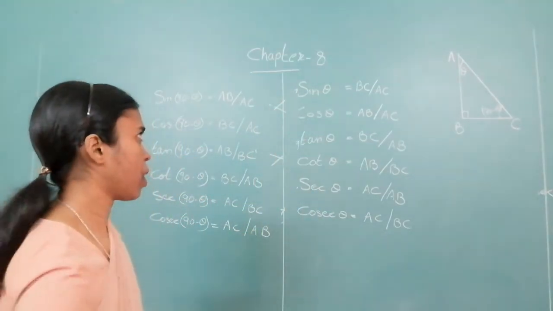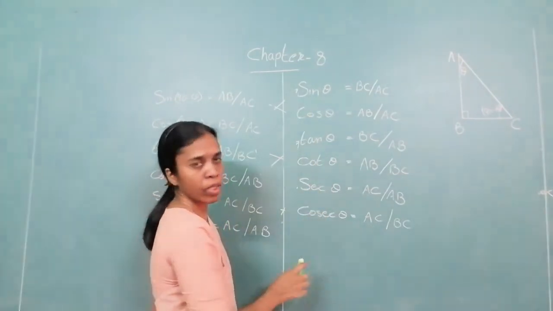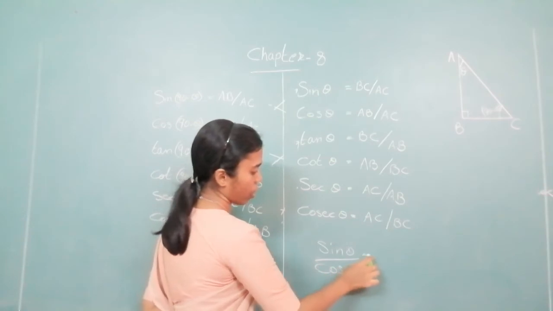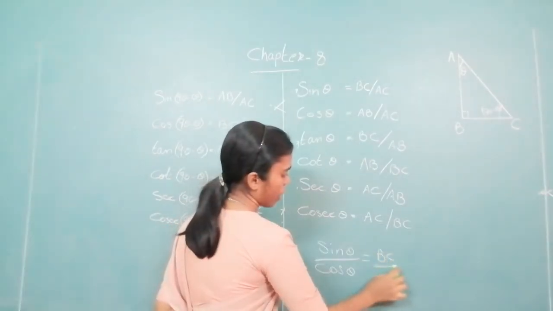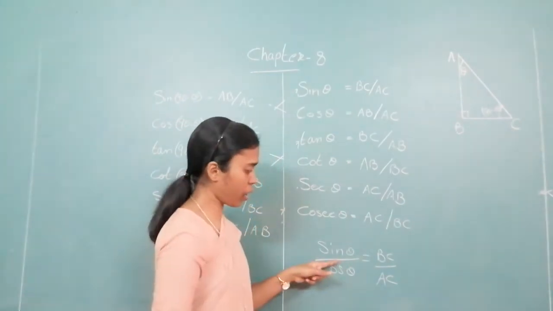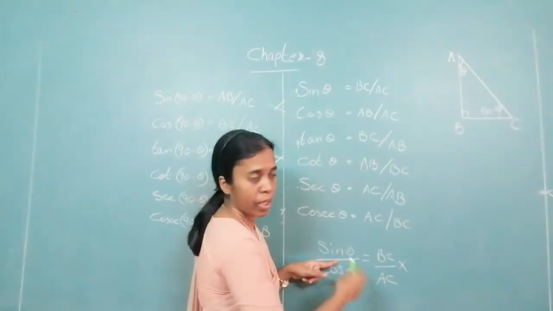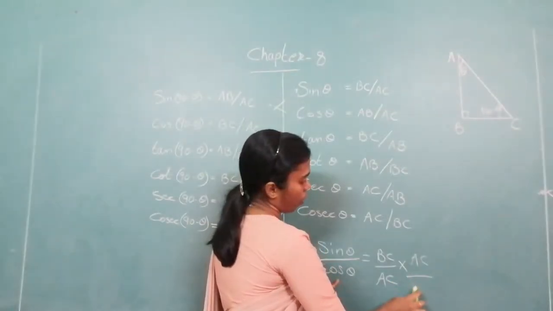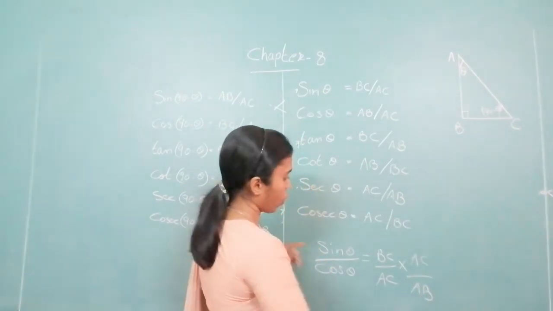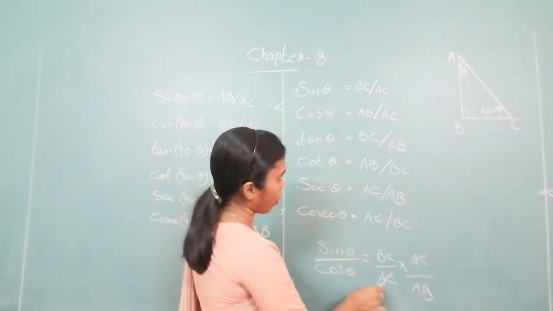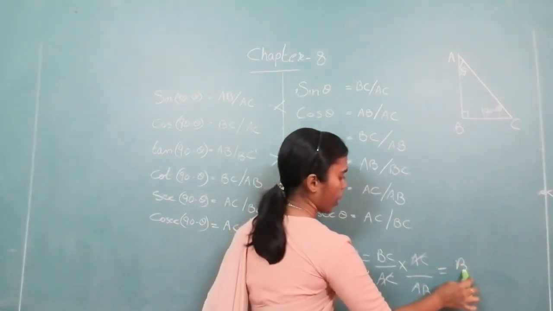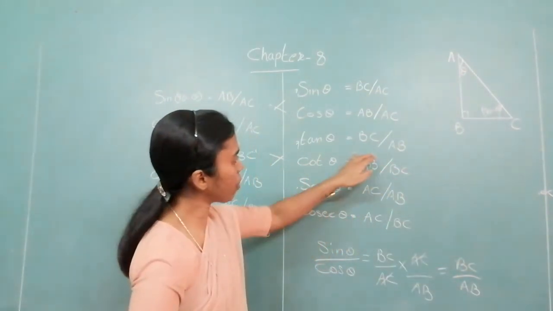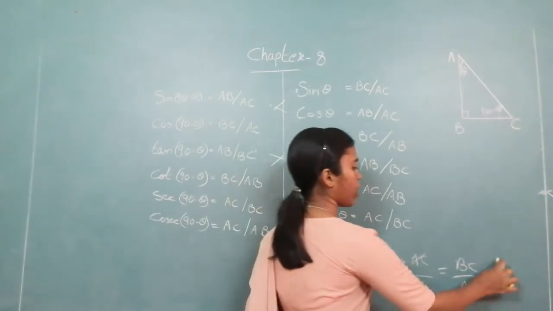Now let us see sin upon cos. Sin theta upon cos theta. What is sin? BC upon AC. Now division, I am putting a multiplication sign and writing the inverse of cos. What is the inverse of cos? AC upon AB. AC and AC get cancelled. What do you have? BC upon AB. Now what is BC upon AB? Where is BC upon AB? What is that? Tan theta.